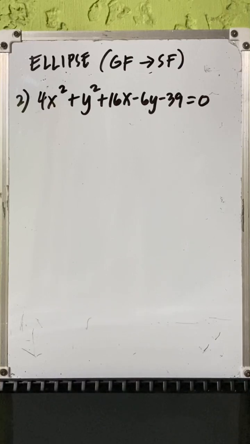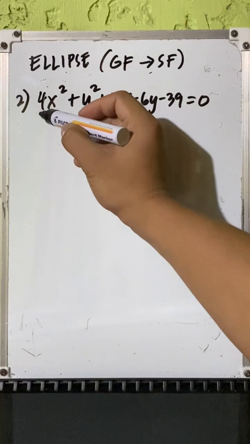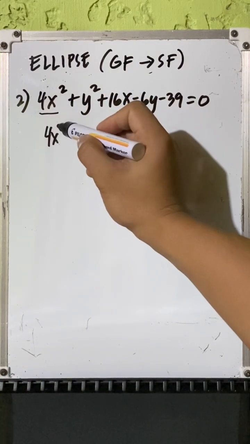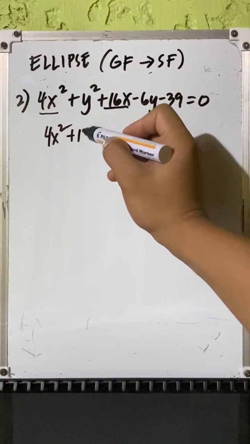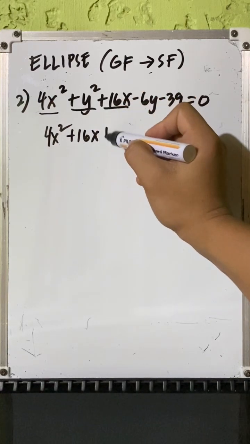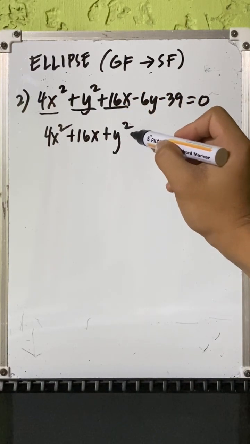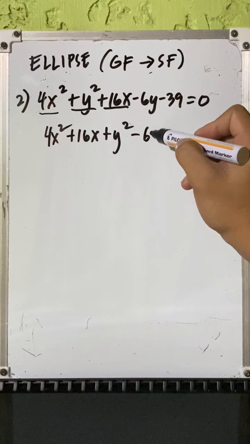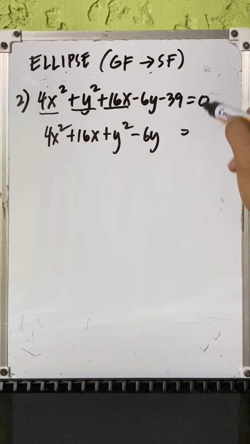Next example will be 4x squared plus y squared plus 16x minus 6y minus 39 is equal to 0. So we need to convert this into the standard form. So first, we have to arrange. Okay, x first, you have 4x squared plus 16x plus y squared minus 6y is equal to positive 39.